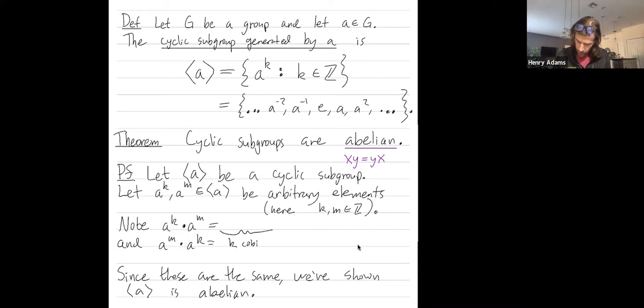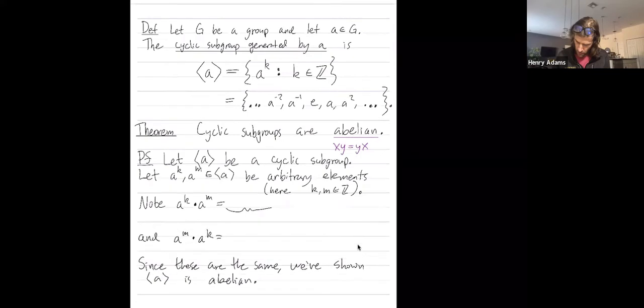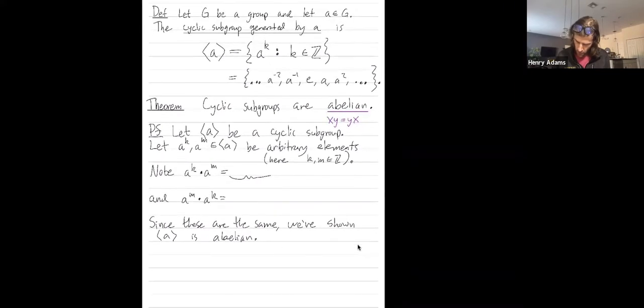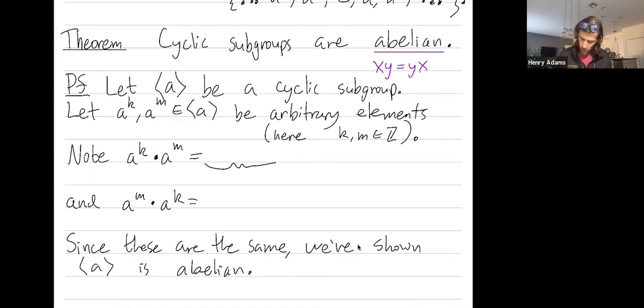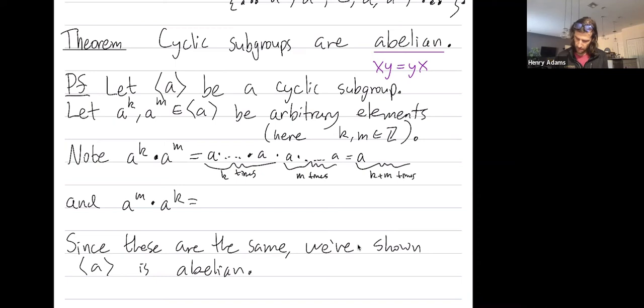Let me give myself some more space. All right. So I combine a with itself k times. That's what a to the k is. And then I multiply this by a combined with itself m times. That's what a to the mth power is. What do I really have? I have a combined with itself k plus m times. And another name for that is a to the k plus m.